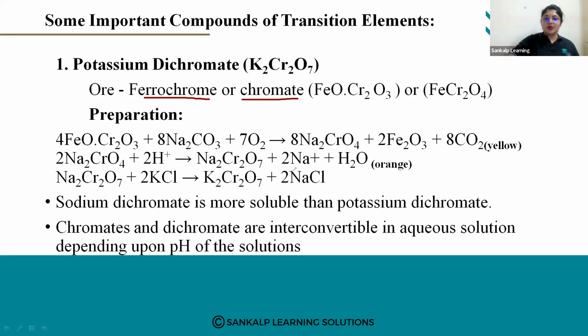Now this sodium dichromate solution is treated with KCl. What is KCl? That is potassium chloride solution. This potassium chloride solution is further treated with the sodium dichromate, and a displacement reaction is taking place. What is happening here? Your Na+ ions are replaced by K+ ions. So this is the reaction.